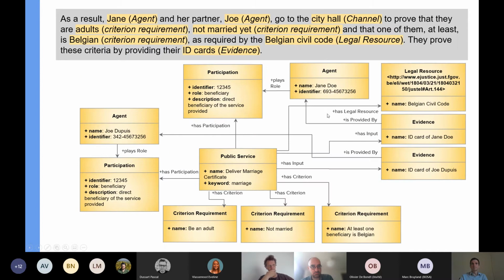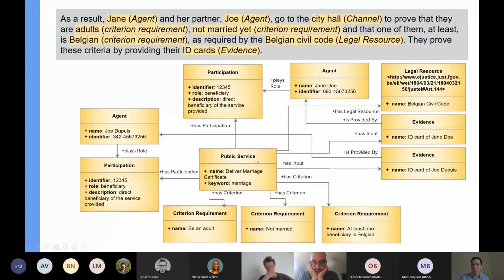Then looking at the legal framework and the specific criteria and evidence behind it, what do we have here? We know from the Belgian Civil Code, which has a specific reference here to the article, that the public service requires different criteria for someone to be eligible for getting married. In this case, the three main criteria are being an adult, not being married yet, and at least one of the people having Belgian citizenship.